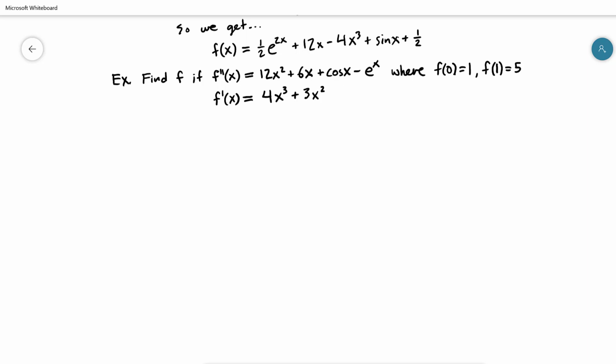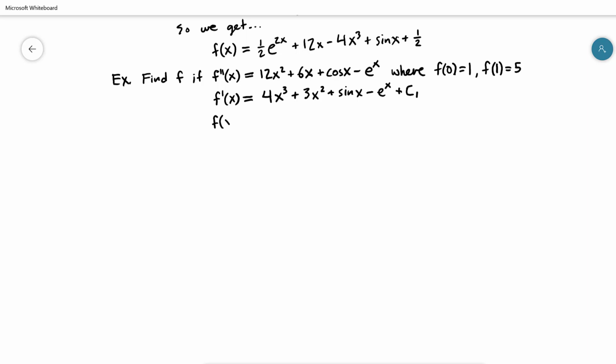The cosine of x, we've done a couple of times. It's sine of x. And then this e to the x is easy. No chain rule necessary. This is just minus e to the x. And the last thing that we need, again, to make this as general as possible, is plus a constant. And I'm going to call that constant C1 just because, again, in a minute, we're going to do this again and introduce a second constant, which we'll call C2. So let's do that now.